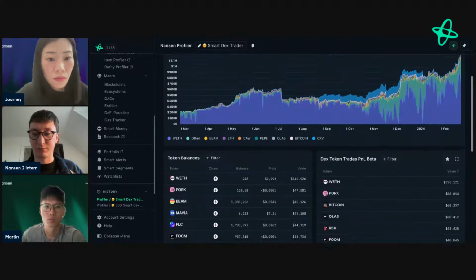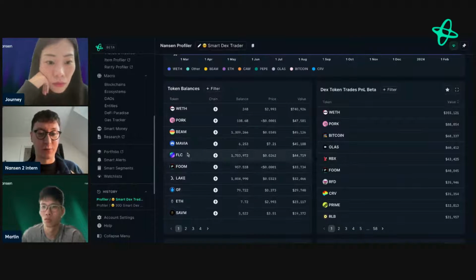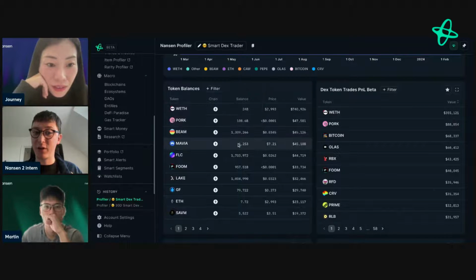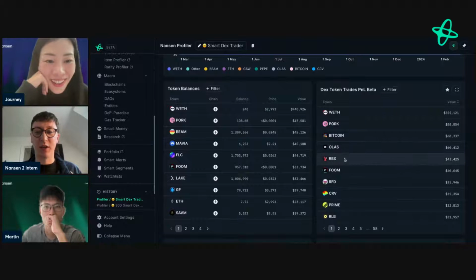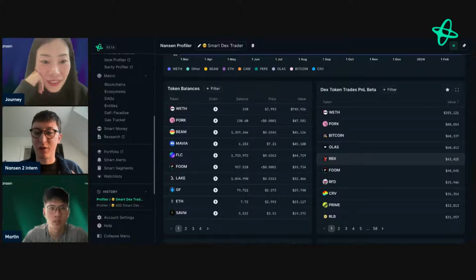So we can see where they are. They've traded an awful lot of tokens here. I don't know what some of these are. I know SAVM we covered in the previous office hours. Beam is a gaming token. Pork, again, we've covered. So there are some interesting tokens here. I don't know if anything catches your eyes, Journey or Martin, and we can maybe dive into one of those tokens.